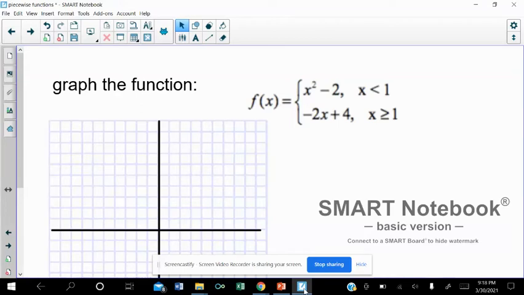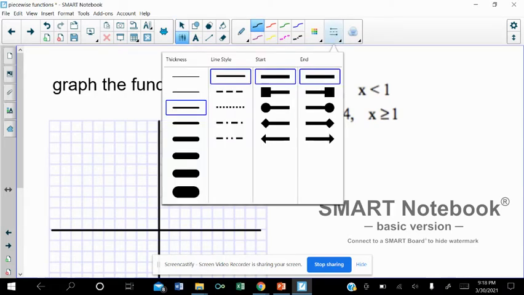Hi guys. I just wanted to continue a little bit with the piecewise function notes. Just wanted to go over a couple more graphs and then take a look at the graph and write what the piecewise function is. All right, so we are going to take a look here.